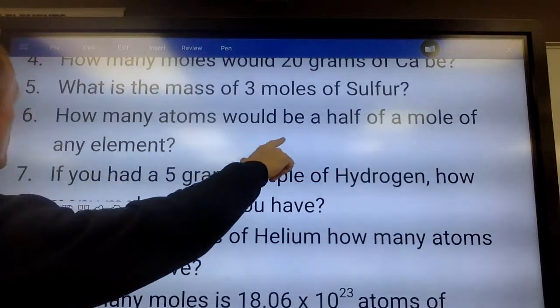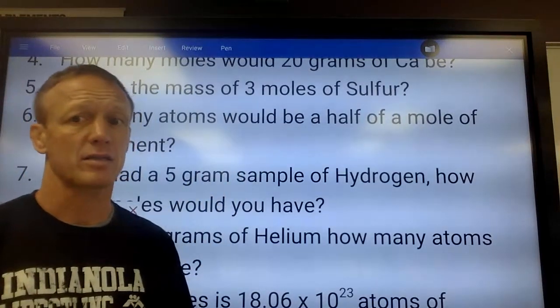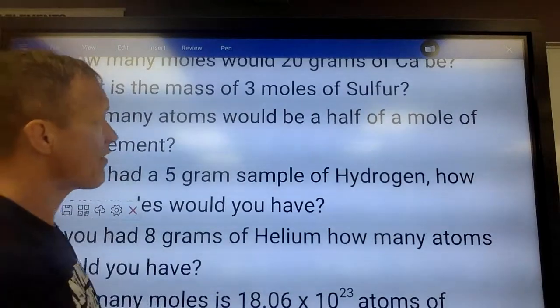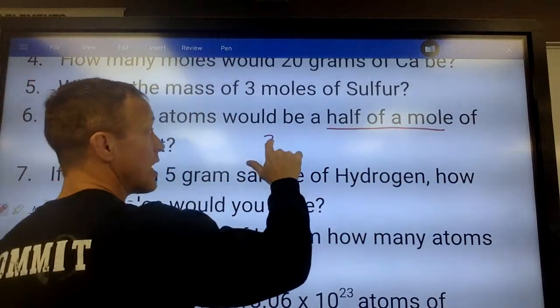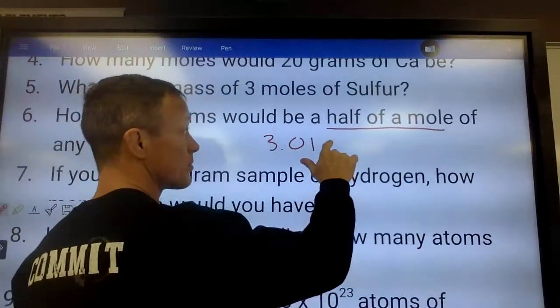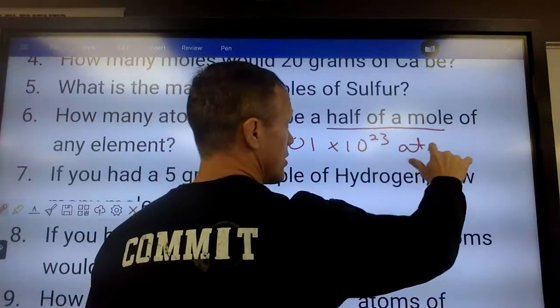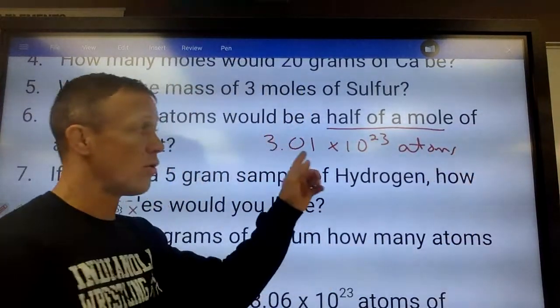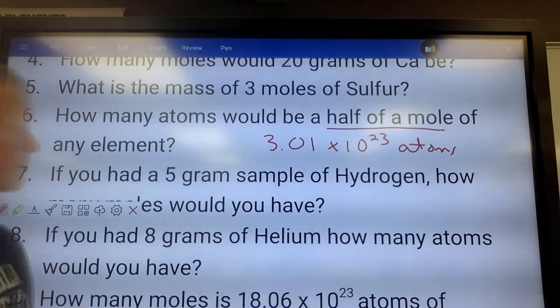All right. One more question here we'll look at. How many atoms would be in a half a mole of any element? Doesn't matter what element it is, because we're not asking about mass. So a half a mole: 6.02 times 10 to the 23rd is a full mole. A half a mole is 3.01, so half of 6.02, still times 10 to the 23rd. So that'd be a half a mole of any element.